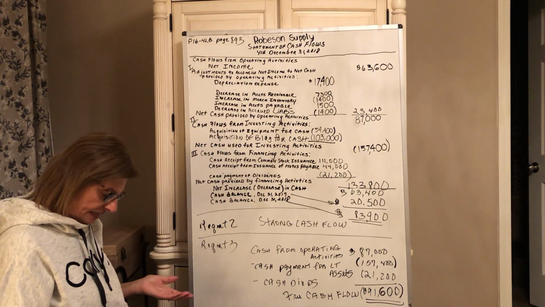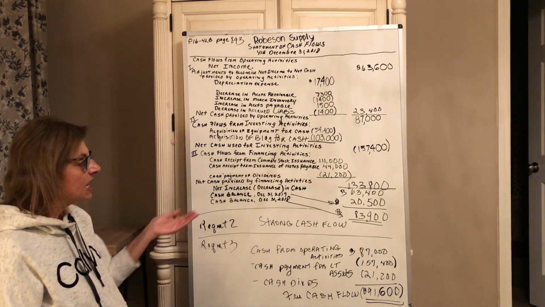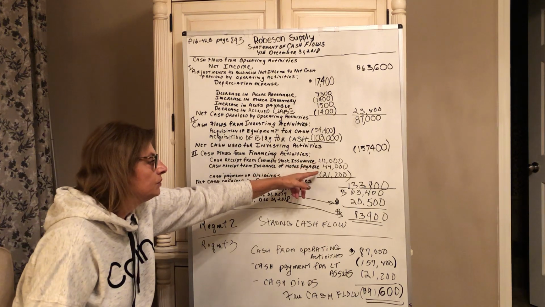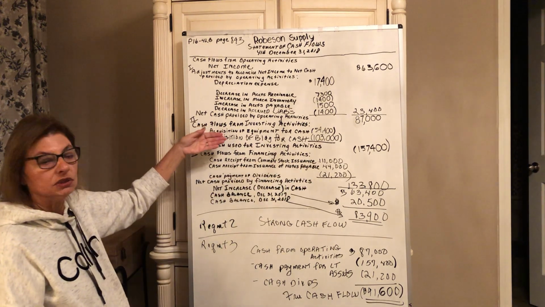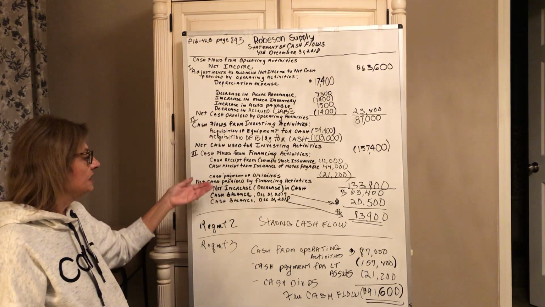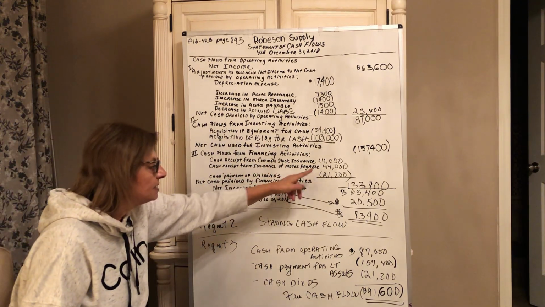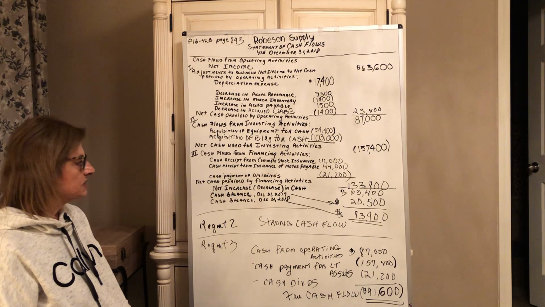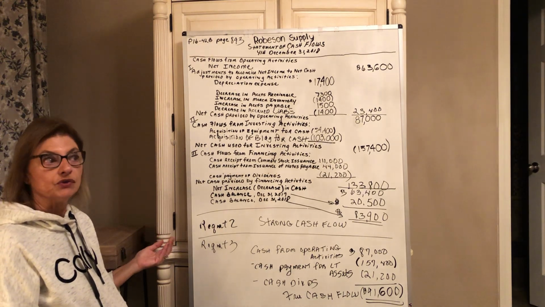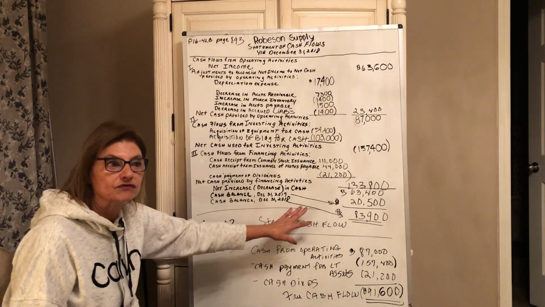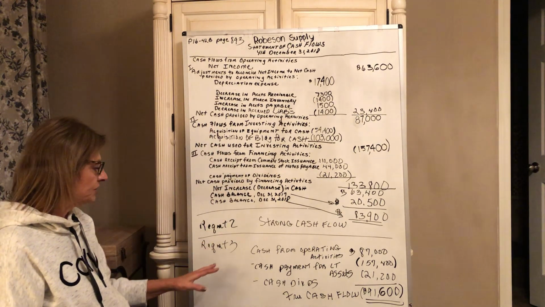And then in the financing section, they sold common stock, which gave them the money to buy these things that they needed, and also with that smaller note. And they still paid a nice dividend to their shareholders. So all in all, it's good news for them. So the cash flow is very strong in all three sections.